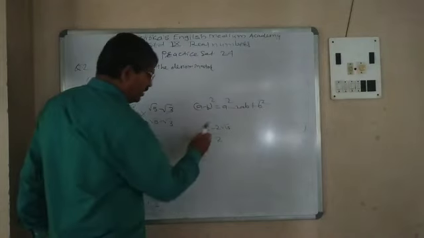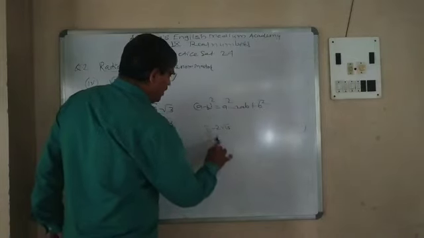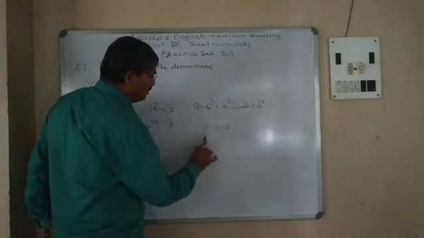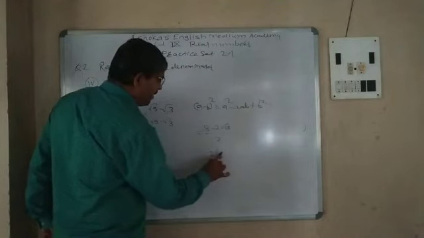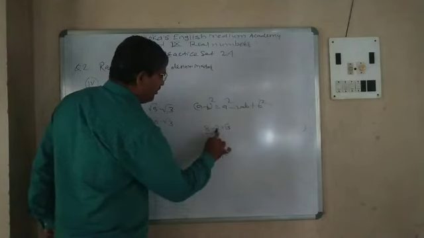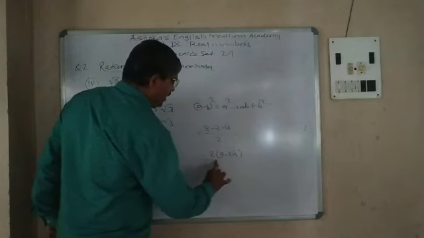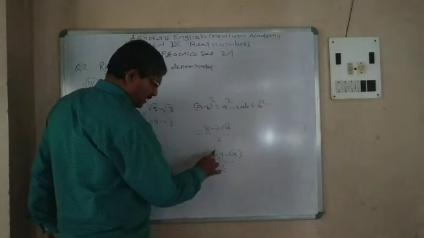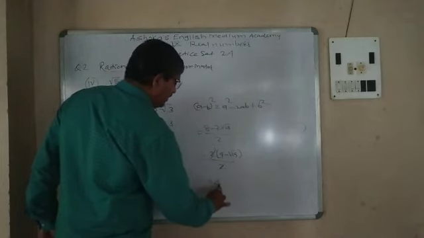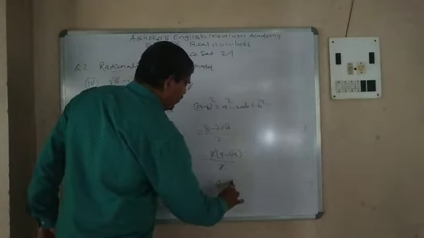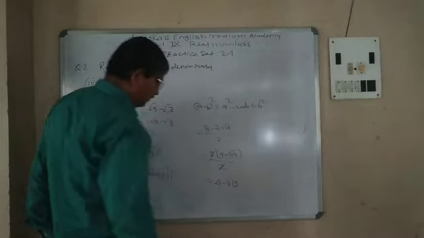What happens? 2 is taken out. Now 2 is taken out, so 8 divided by 2 is 4 remainder. Here nothing will remain. 2 divided by 2, nothing will remain, under root 15 upon 2. This is cancelled. Your answer is 4 under root 15.